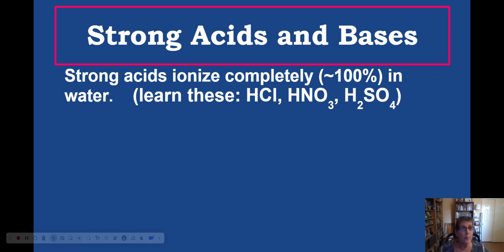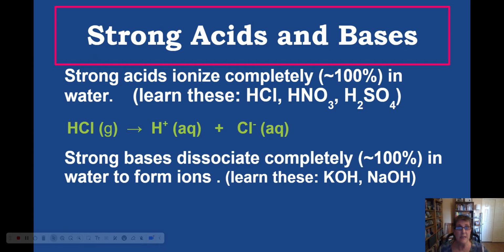By ionizing completely, I mean they make H+ in water. Let's look at the reaction. HCl as a gas, if we bubble it in water, it will produce in water the H+ separating from the Cl-. So again, H+ pops off when you're an acid.